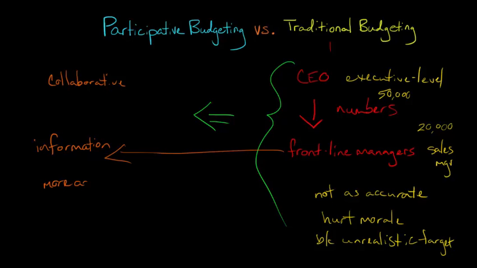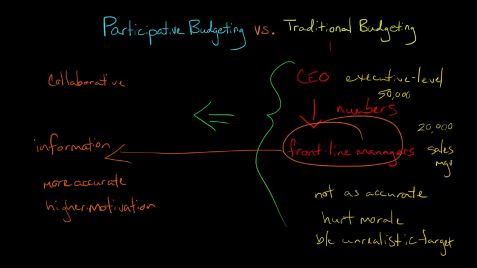So it's more accurate. But then also we have higher motivation. Not just because the info is more accurate and more realistic targets, but also because of the psychological benefit of the frontline managers being excited about the fact that they're included in the process, right? People like to have their input valued, and so that's going to lead to higher motivation. In addition to the fact there's just a more realistic goal, and now they can meet that, and they're more motivated to try and achieve it.